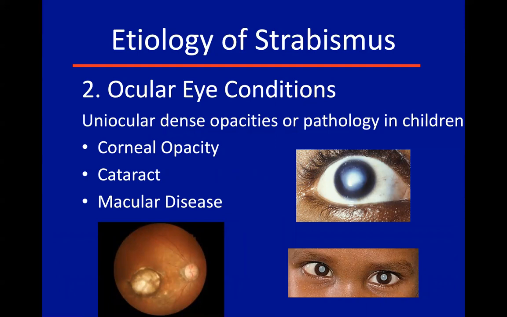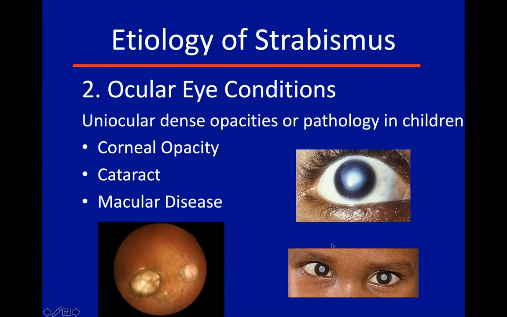What's another cause of strabismus? We talked about refractive errors. Another cause is any ocular condition, but it has to be uniocular. So it's a uniocular, one eye, dense opacity or pathology in children. Nicely shown here, corneal opacity. Remember we talked about the visual axis, the visual pathway in our first lecture. If anything deprives the light of going in and reaching the retina to reach the brain, an important cause is what we refer to as corneal opacity. It will not allow the light in.